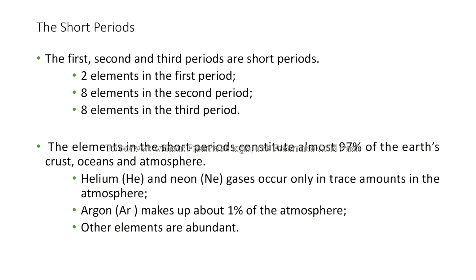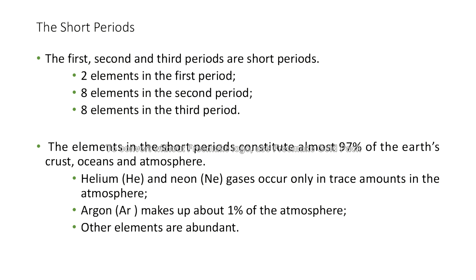Let's start with the short periods. There are 3 periods in that group: the first, second, and third periods. There are 2 elements in the first period, 8 elements in the second period, and 8 elements in the third period. The elements in the short periods constitute almost 97% of the Earth's crust, oceans, and atmosphere.